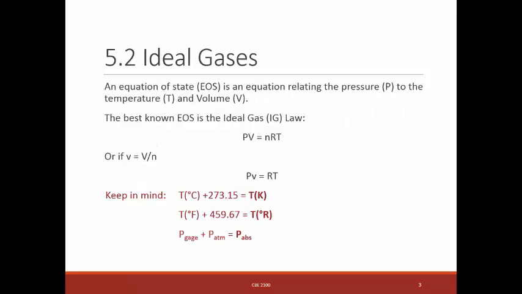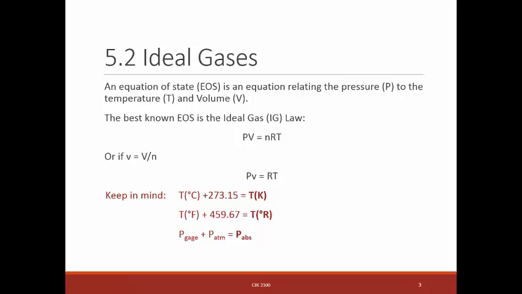So the ideal gas law. You all know it as PV equals nRT, right? You've seen this a long time. This is the first of the equations of state that we'll be learning. An equation of state, or an EOS, is simply an equation that relates pressure, volume, and temperature of a substance.